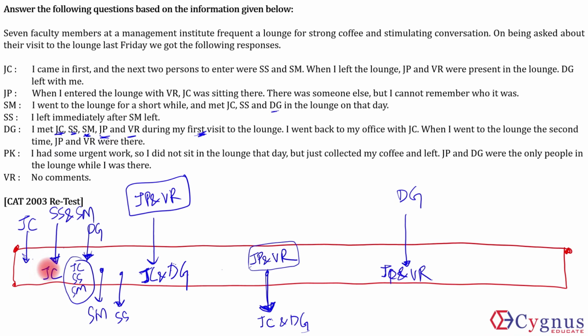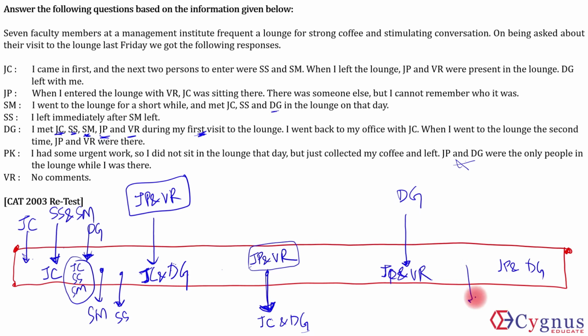At this point only JC is there, DG is there. See, from here to here JC is there. So let's not look at till this point. During this timeline JC is always there, but we do not want JC, so ignore this timeline. From here till here you have JP and VR both of them, but we want JP and DG. So DG is not here at all, so leave it. Now after this, JP, VR and DG are there, but we want only JP and DG.